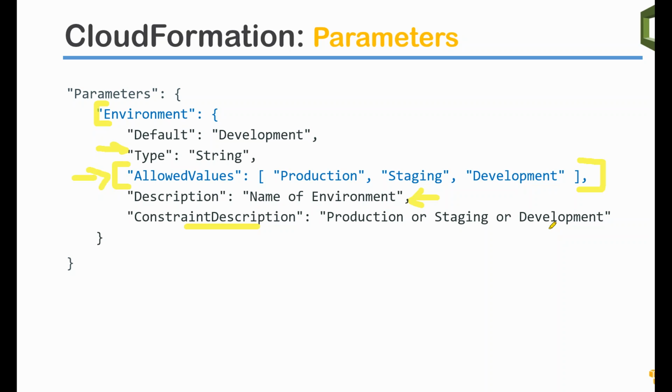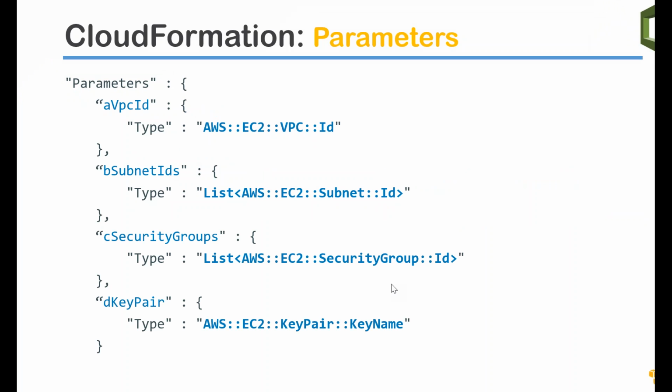Or something like, are you sure you are going to deploy in production? Have you taken necessary approvals? This text is what you write, but it is to inform the user. So that is parameters. I think there's one more example for parameters. Let us see. Yep. This example is about VPCs and subnets and security groups.